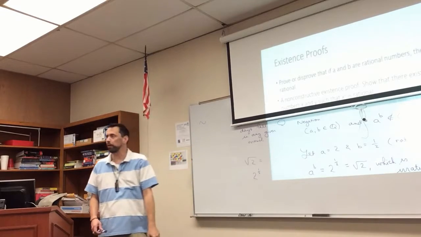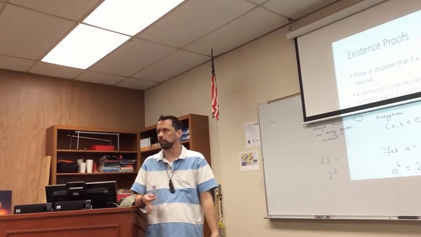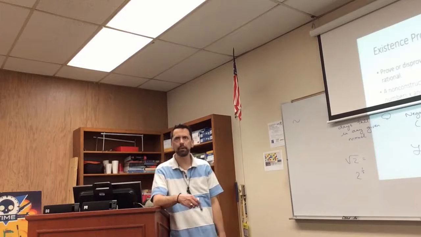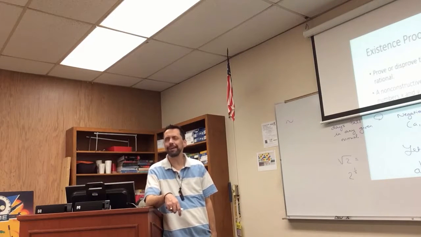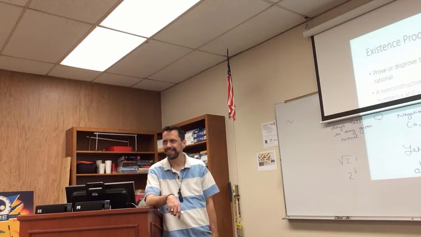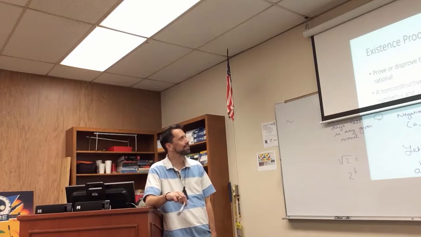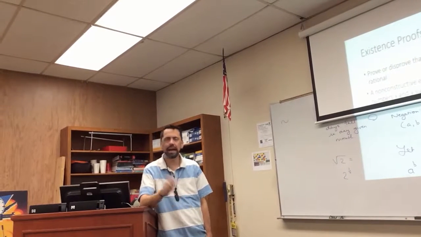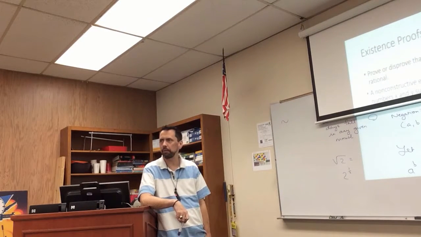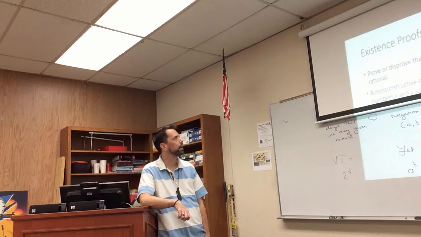So an existence proof is you're just showing something exists. There is an example of something or other. Non-constructive means I'm not going to tell you what it is. All right? There is an example of a number that does this, but I'm not going to tell you what it is. And yet you're still going to be convinced that the number exists. Okay? And so here's how we're going to do that.